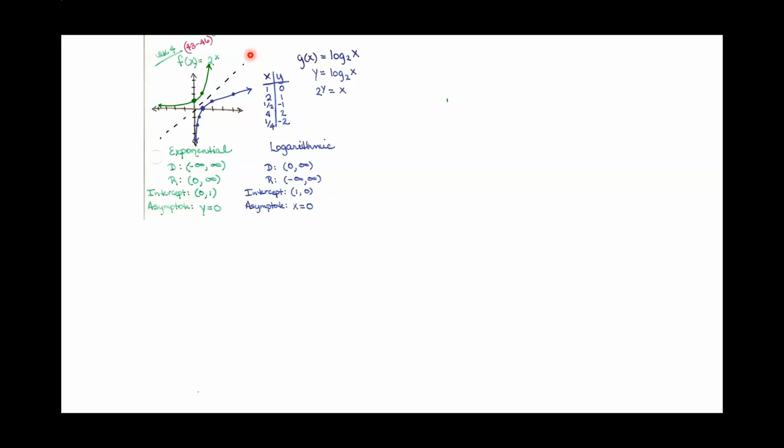So again, here's the line y equals x, and you can see that the exponential and the logarithmic do reflect in that line. You'll also notice we had already in our previous video defined the domain and the range for the exponential, but you'll notice the domain of the exponential is the range of the logarithmic, and the range of the exponential is the domain of the logarithmic, because again, x and y just switch places.